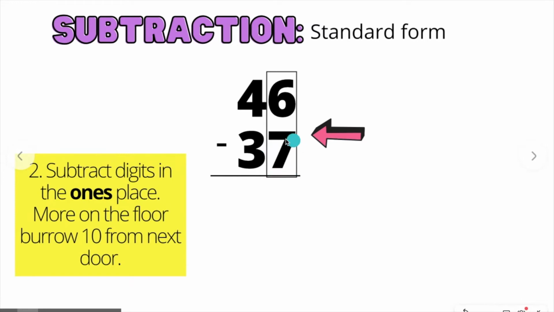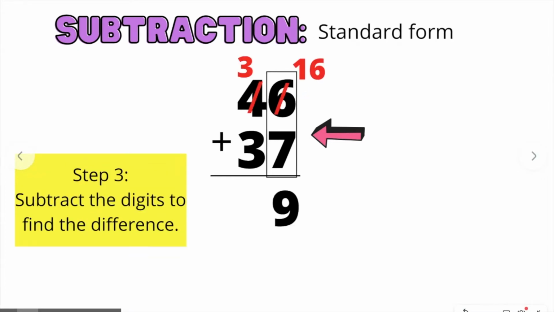So if there's a bigger number on the bottom, you will go ahead and borrow from your neighbor. You're going to borrow 10. Let's see what that looks like. When you borrow 10, this becomes a 3. This becomes a 16 because we borrowed 10. And now we can subtract the digits to find the difference.